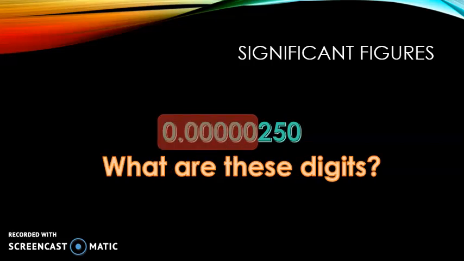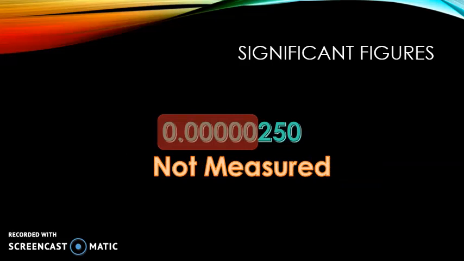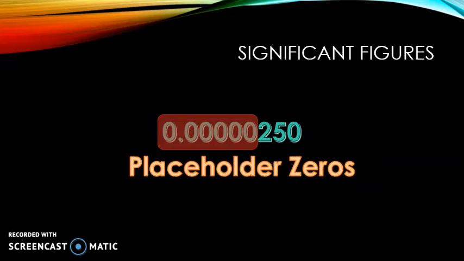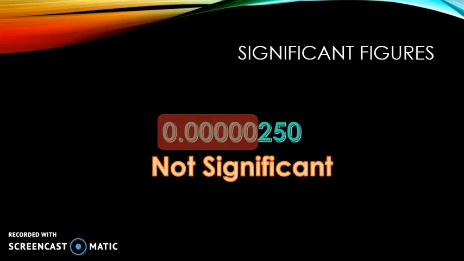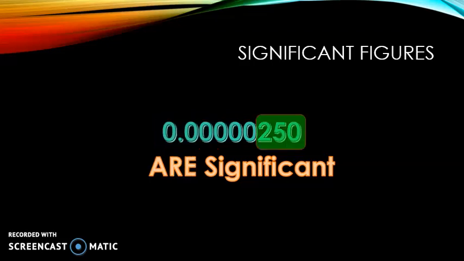Well, then there are all these other digits and these numbers. What are these digits? Why are they even there? If we didn't measure them, where did they come from? So they're not measured. They're simply placeholder numbers. In this system of rules, we would consider these to be not significant, whereas the 2, the 5, and the 0, those are all significant digits. That 2, the 5, the 0, we actually measured them. None of the other ones we did.